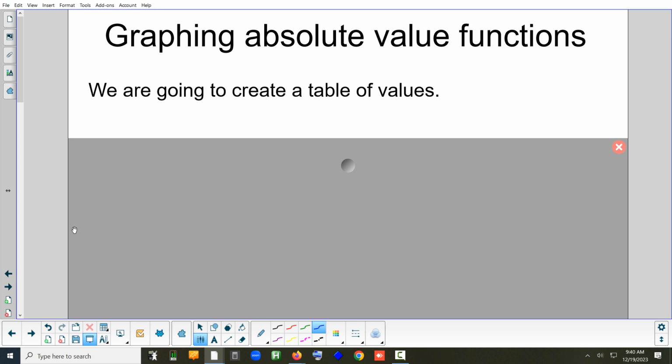So we're going to do kind of like we did yesterday. We're going to make a table of values. Except today, I am going to tell you which values to pick. Yesterday, you could kind of pick any values that you wanted. Today, it's going to be easier if you follow what I'm going to tell you.